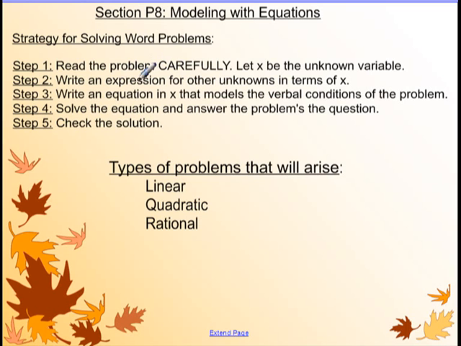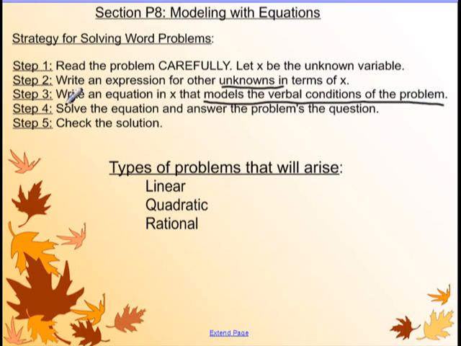Obviously, read the problem carefully, that's important, and we're generally going to let X represent the main unknown in the problem. Now there may be more than one unknown, so if there is, you want to try to write them all in terms of X, and I'll try to show what that means in the next couple of examples. Then we're going to write an equation that models the conditions of the problem, that fits the situation that you are given.